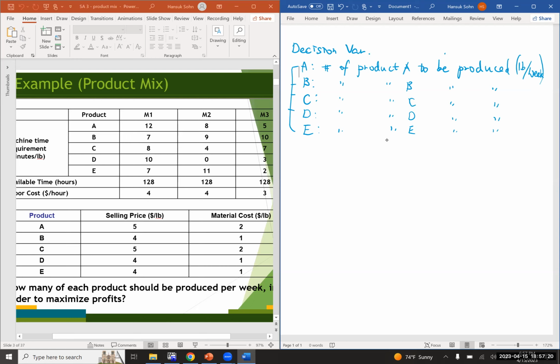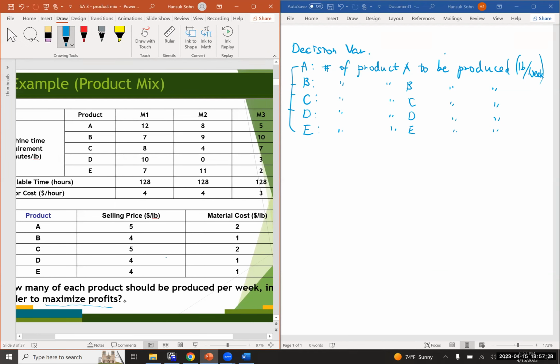Then our objective is to maximize the total profit, right? So maximize total profit. Okay. So we want to maximize the profit from manufacturing all of these products, A through E, right? But then the question is, how would you get the individual profit for each product? So if you produce product A, for example, what's going to be your profit?